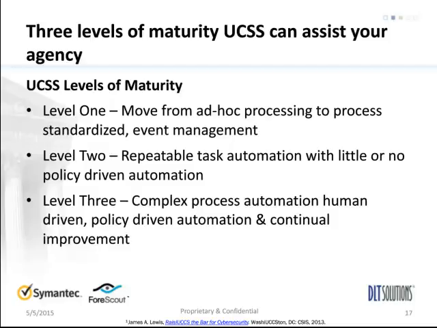Once you have a repeatable task automation underway and it's mature, then it makes sense to move into a third level, and that's where you're taking more of a complex process automation approach, where it still may be human-driven, but as I was speaking to earlier, you're automating process now. If you think about object-oriented programming, where you take small scriptlets or small pieces of code and you unify them to do something larger, that's essentially what we're talking about here.